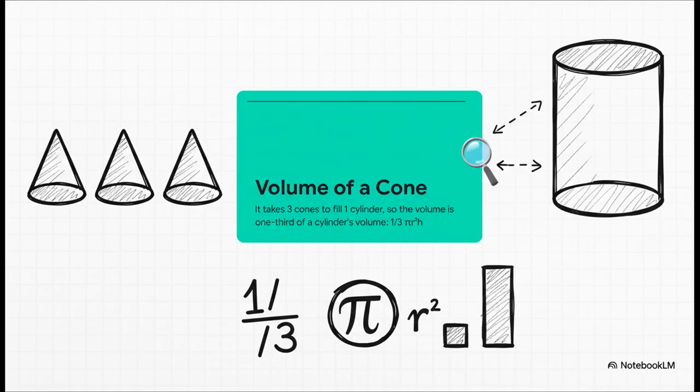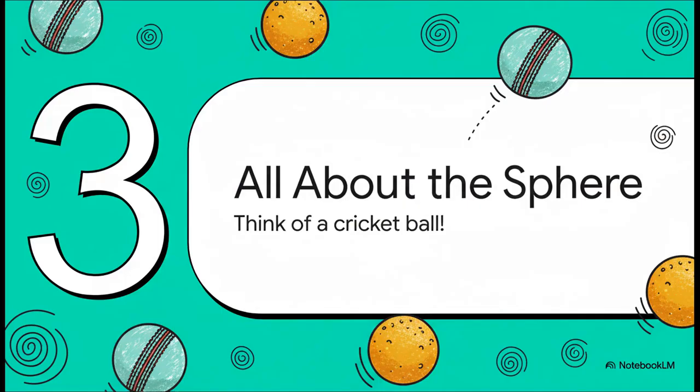So, what did that little experiment just show us? It takes 3 cones to fill one cylinder. That's why the volume of a cone is just 1/3 of the volume of a cylinder. We know the cylinder's volume is pi r squared h, so the cone's is just 1/3 pi r squared h. Never forget that image. All right, we're done with cones.